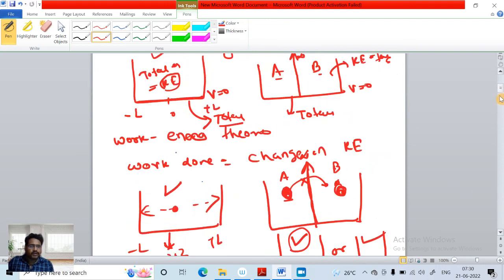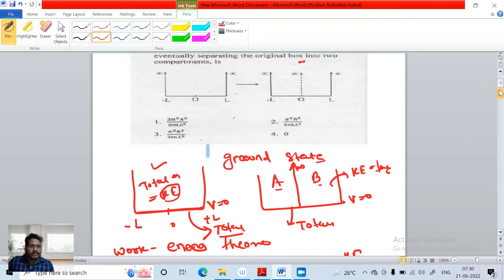Now go to the options. We can see that the first option is 3/8 pi square h-bar square by m L square. So the correct one is the first option.